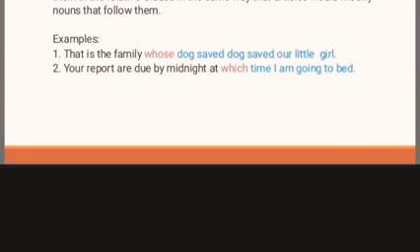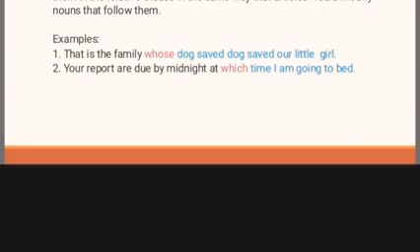But the whose there is functioning as a determiner to the dog. It's modifying the dog. See, it is the dog that follows it, that comes after it. Are you getting it now? So it's modifying the dog, whose dog, and it is used to join the relative clause to the main clause. This is the family. But the whole relative clause there, whose dog saved our little girl, is functioning as an adjective, modifying the family.